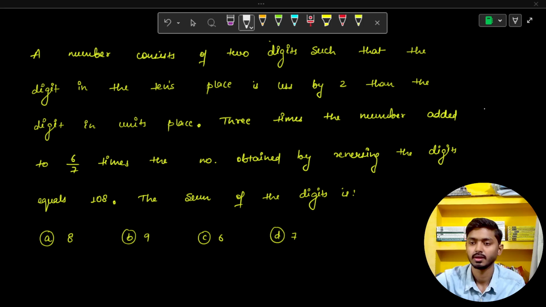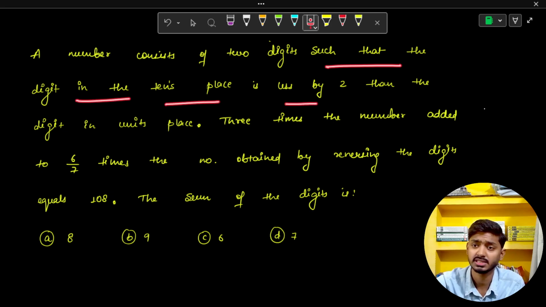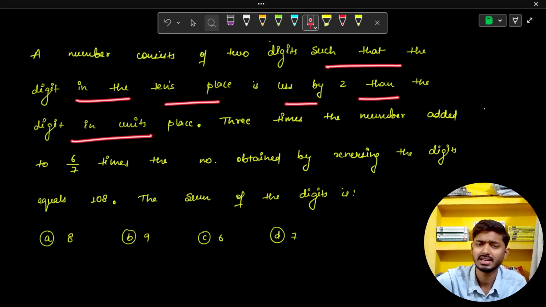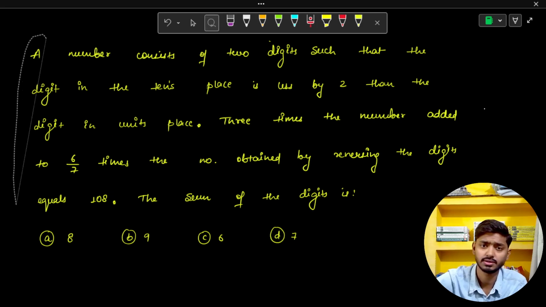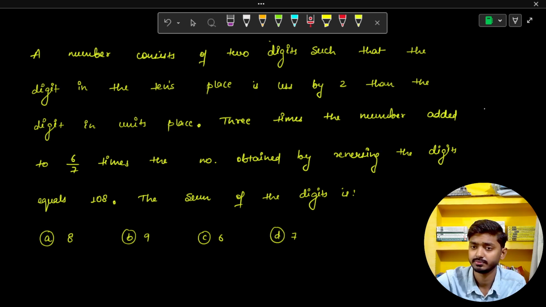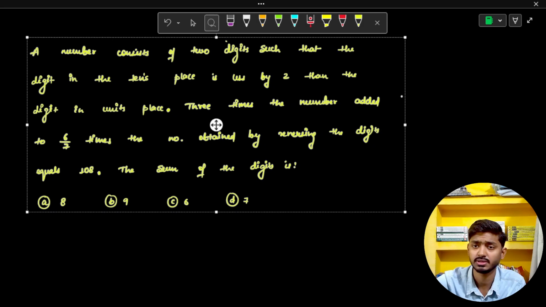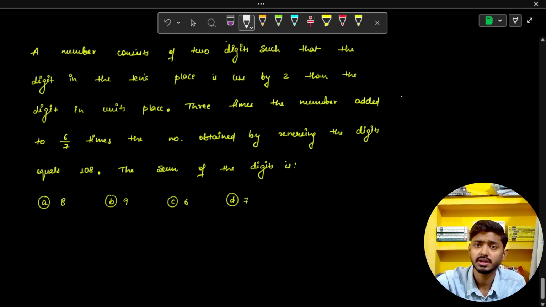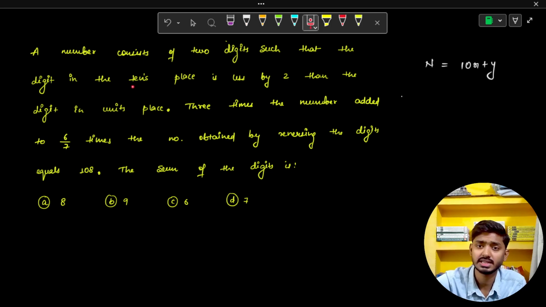Next question. The question states a number consists of 2 digits, so we are asked to assume a 2-digit number such that the digit in the tens place is less by 2 than the digit in the units place. Let me reduce the size of this question so as to get more space to write. I guess the question is still visible to you. Since we are asked to assume a 2-digit number, I'll assume that to be n, that is 10x plus y. The question clearly states that the tens place is less than the units place.